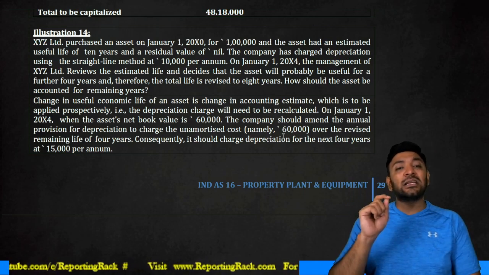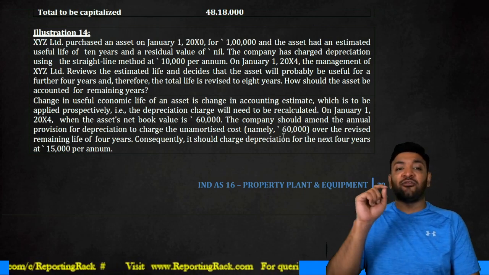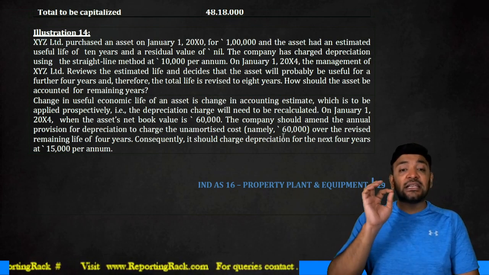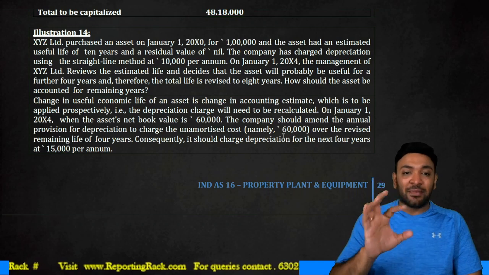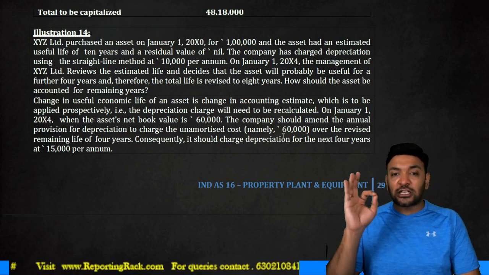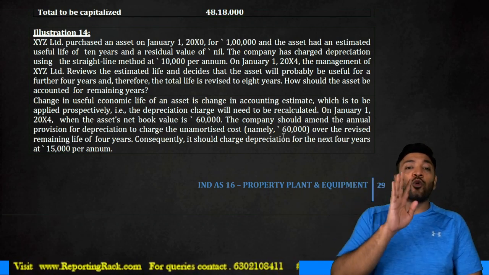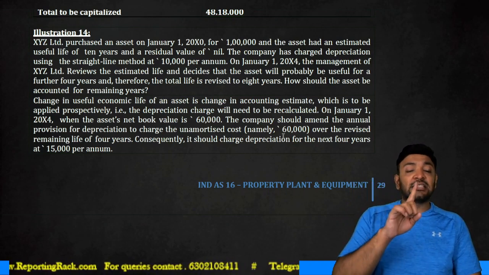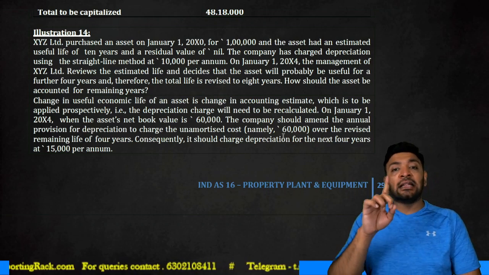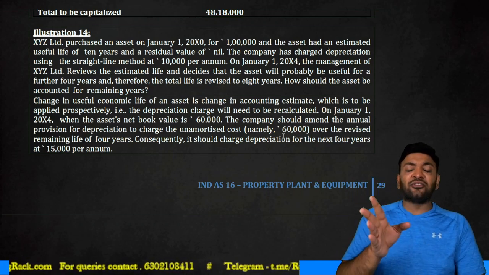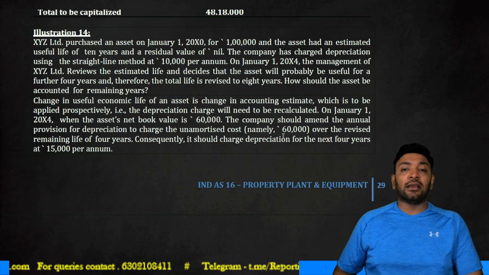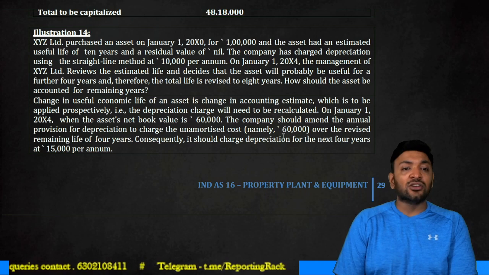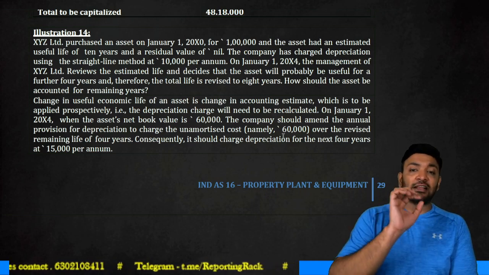So this 60,000 should be depreciated over the further useful life. This is only a change in the useful life, which should be considered as a change in accounting estimate. It should only be given a prospective effect. So therefore, over 4 years, when I revise the amount of depreciation to be charged, it is 60,000 written down value divided by 4 years. So 60,000 by 4, the amount of depreciation to be charged for the remaining years is 15,000.